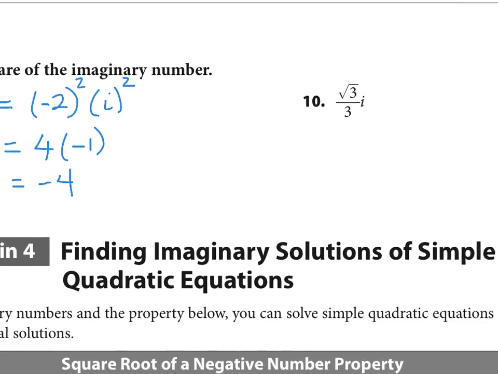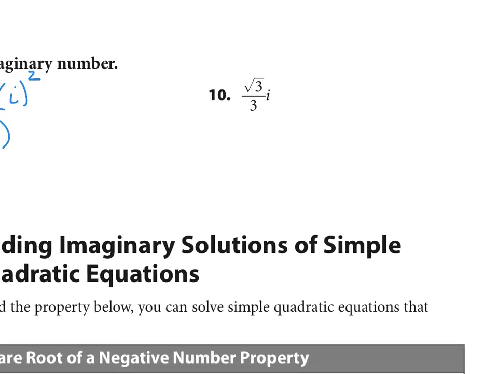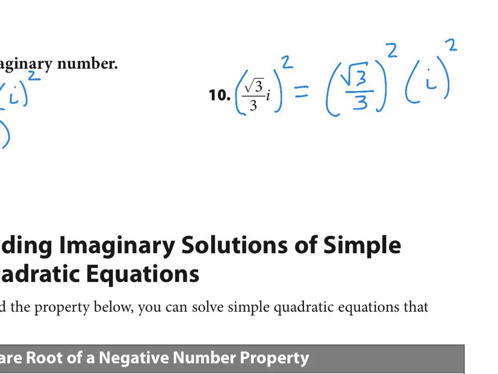All right, let's try another one, number 10. Let's start by squaring the entire quantity. If I separate it, we get negative square root of 3 over 3 quantity squared times i squared. The square root of 3 over 3, that means both the numerator and the denominator are going to get that exponent. So the square root of 3 squared is simply 3, and 3 squared is 9. i to the second power, by now hopefully you have that memorized, is negative 1. Multiply and simplify the fraction and we get negative 1/3.